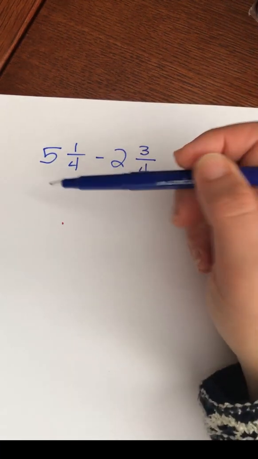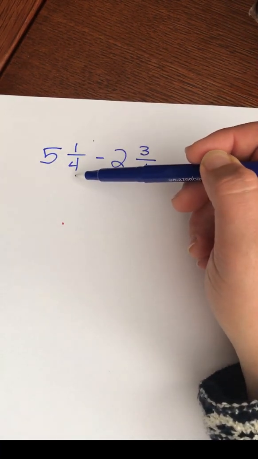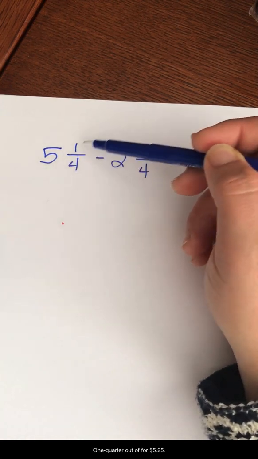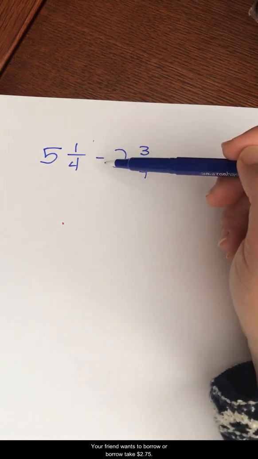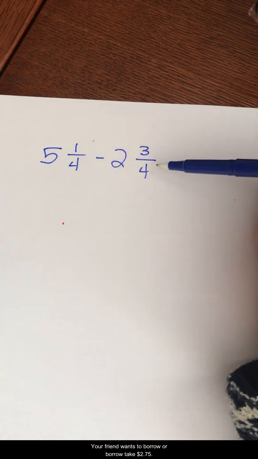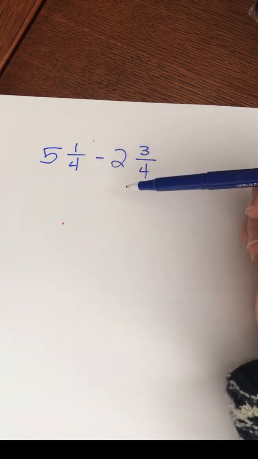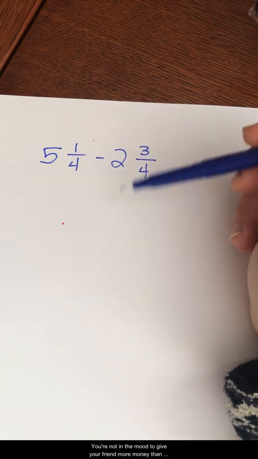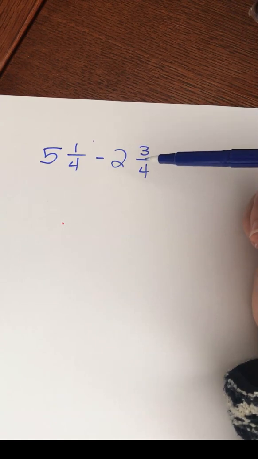So, you have $5.25 in your pocket. Okay, so this is 1/4 out of 4, $5.25. Your friend wants to take $2.75 from you. Do you have 75 cents to give? No, you only have 1/4. You're not in the mood to give your friend more money than he's requesting, okay?